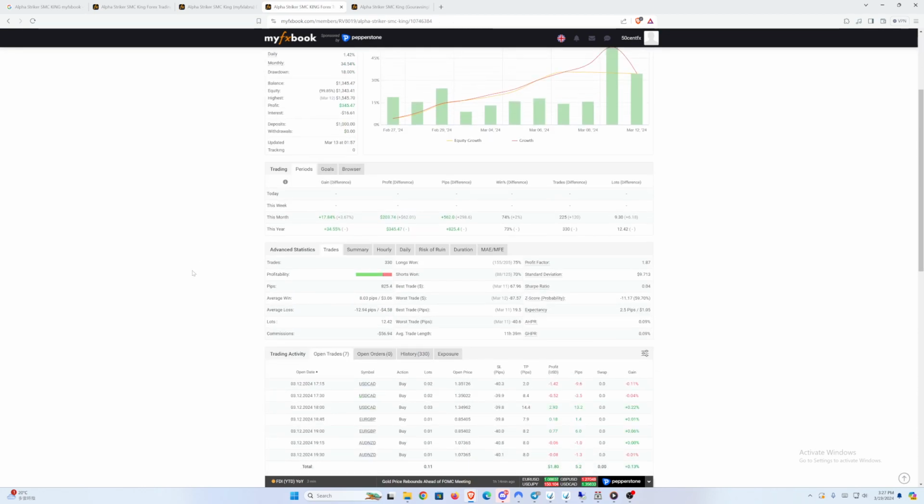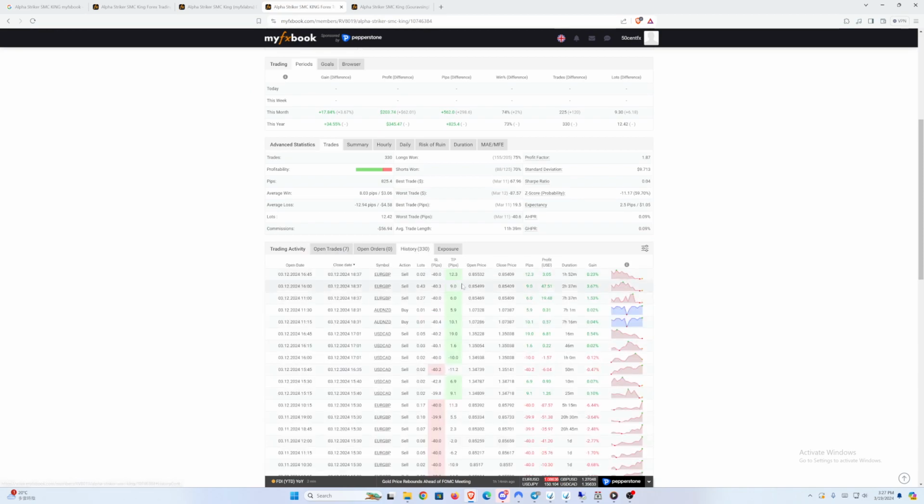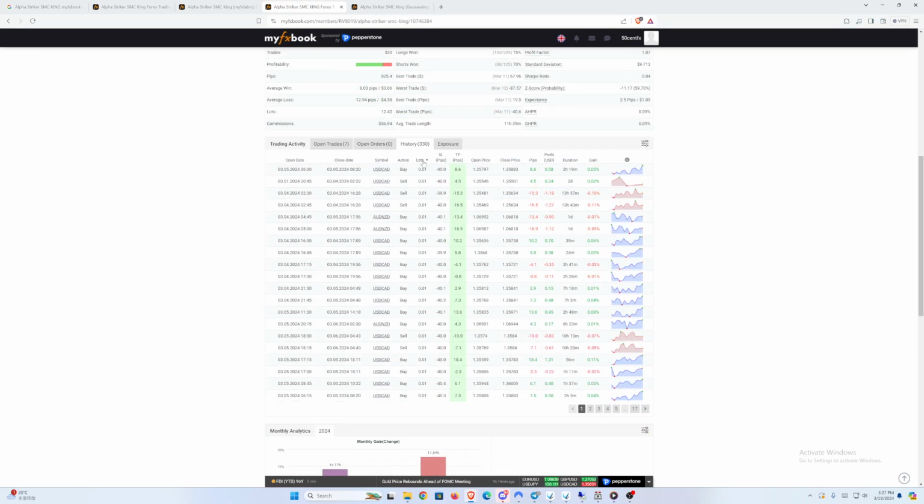Looks like a good EA actually. Let's see if the lot size is consistent. Highest lot size 0.86, lowest is 0.01. So it looks good actually.